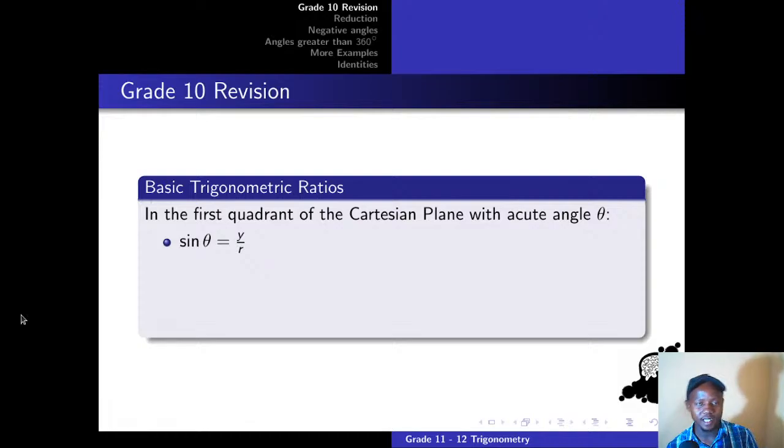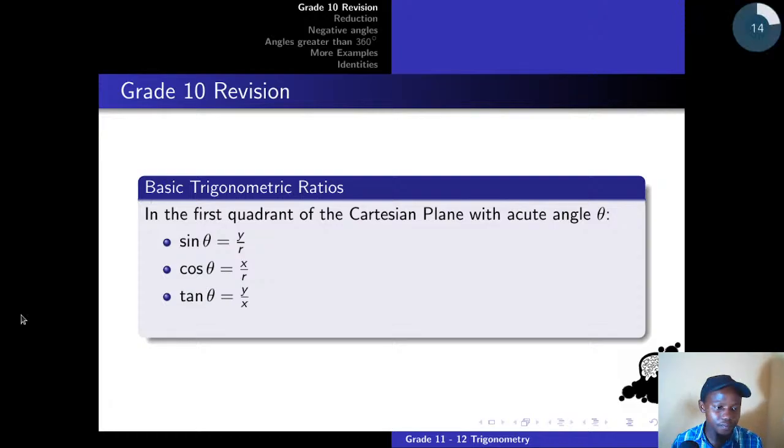Y in this case indicates the y coordinate of a point that we are given. R is the hypotenuse. Kindly take note of that. You were told that cos of theta can be expressed as x over r, x being the x coordinate of the point that we're given, and once again, r is the hypotenuse. You were also taught that tan of theta can be expressed as y over x, where both x and y are the x and y coordinates respectively of the point given.